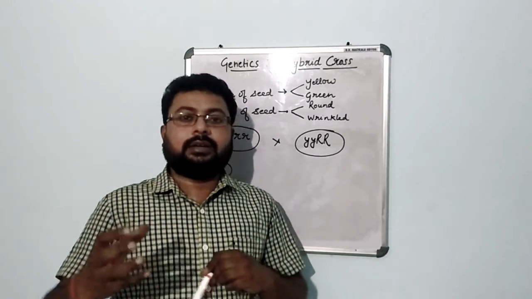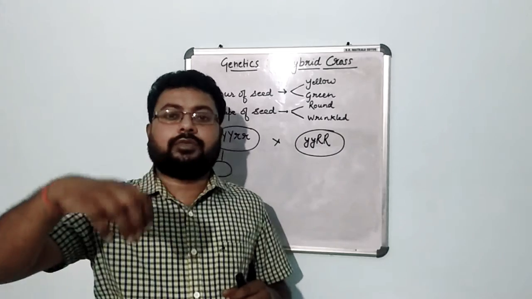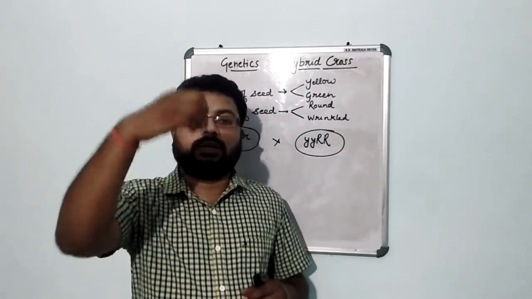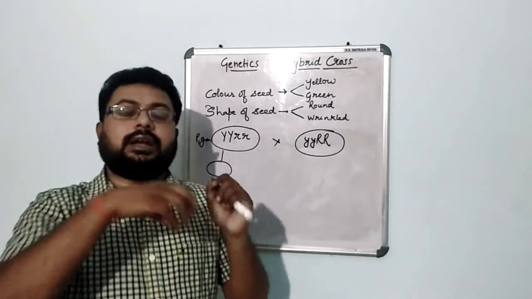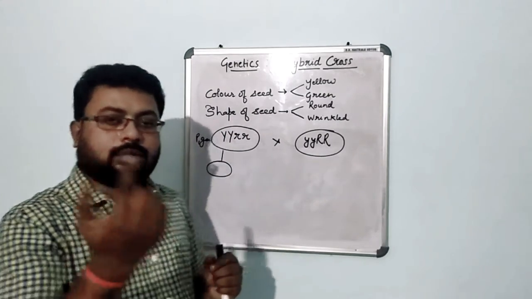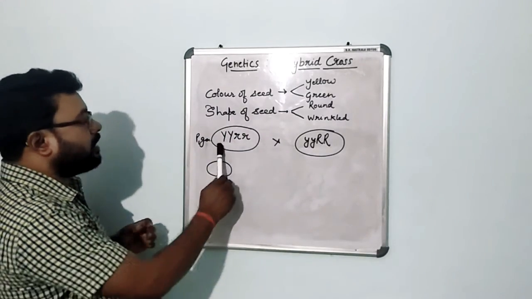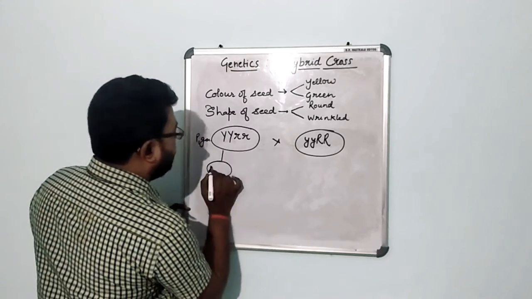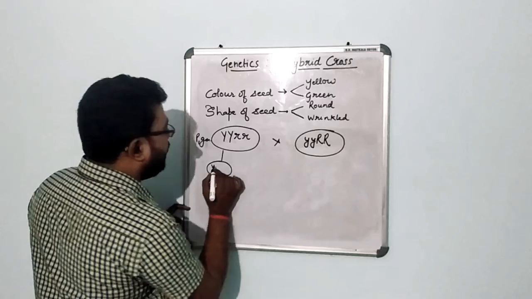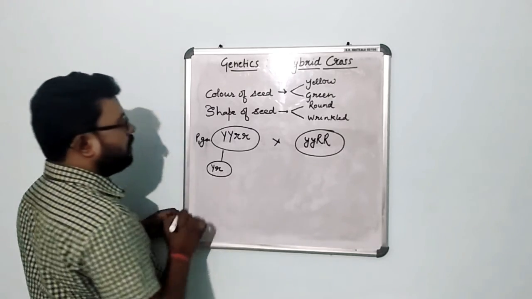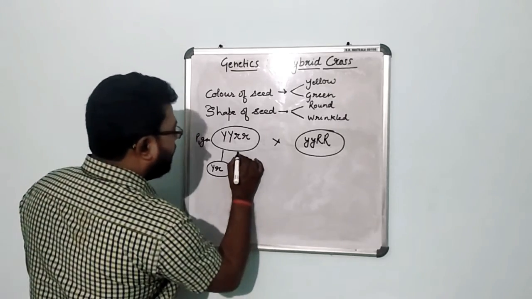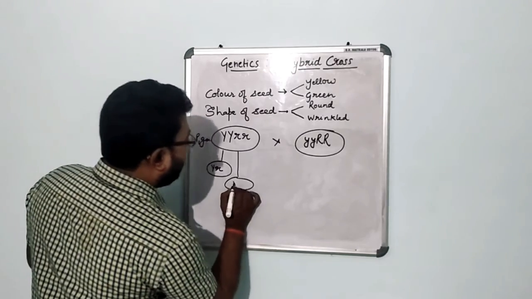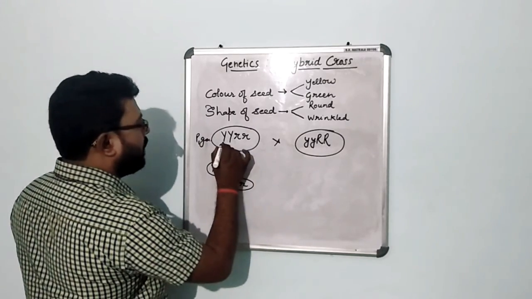So if there are 10 characters, the alleles of 10 characters will enter into the gamete, right? Even though it is one allele each. So here we can say 2 characters are there, so alleles of both the characters will enter. So one allele of color and one allele of shape. Similarly we will have another one allele of color and one allele of shape. So we can have 2 gametes, right?